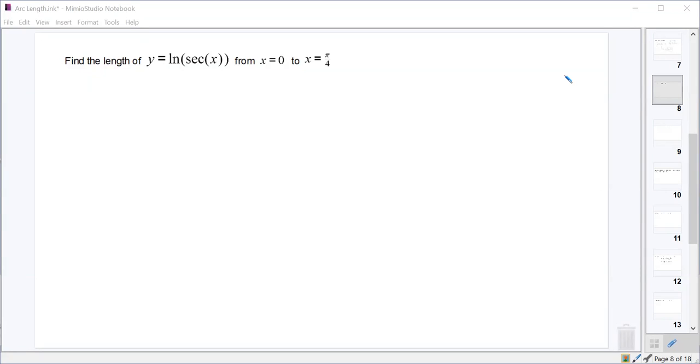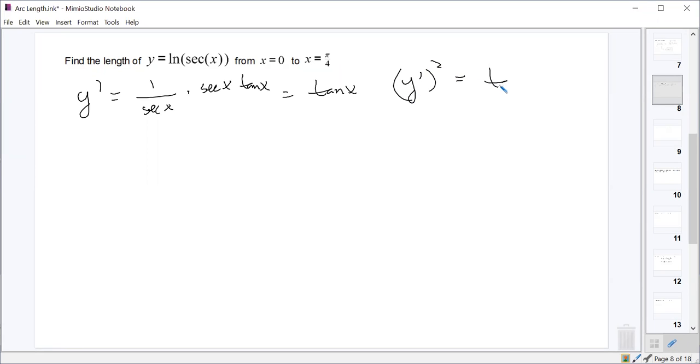So your derivative, y prime, was what? It should have been 1 over secant times the derivative of secant, which gave you what? Tangent. Tangent x, which told you that y prime squared was tangent squared x. So we are just going to integrate from 0 to pi over 4, the square root of 1 plus tangent squared x dx. And what's 1 plus tangent squared? Secant squared. And if we square root that secant squared, it just becomes? Secant.